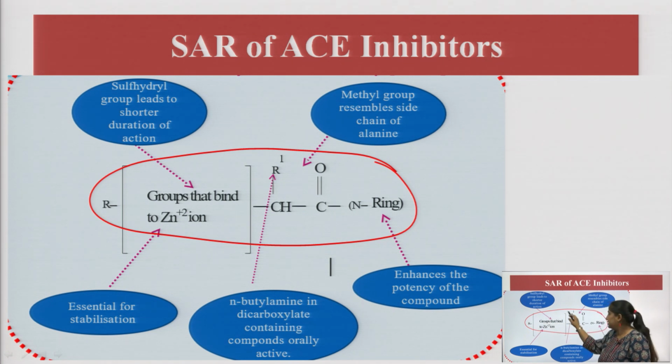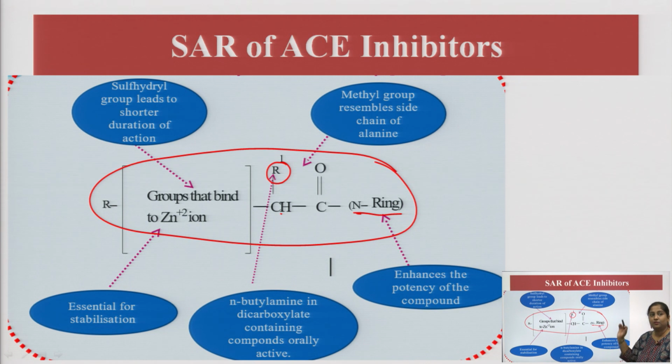Then the whole thing is attached with the rest of the structure, that is a CH group, which is attached with an R. Then it is attached with a CO group, carbonyl group, and N with the ring. This is the whole assembly of the ACE inhibitors. If you see any structure of ACE inhibitor, you will find the same things in there.